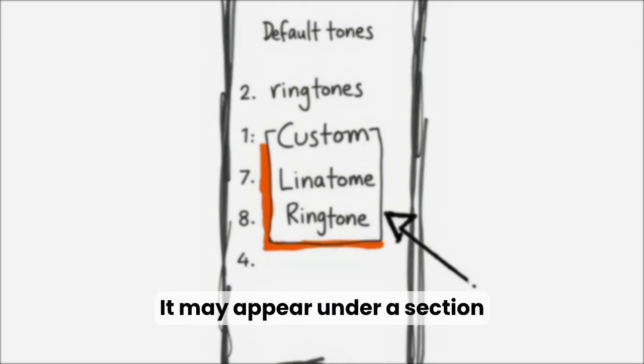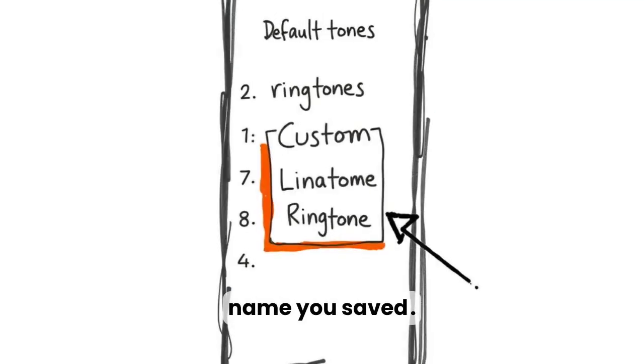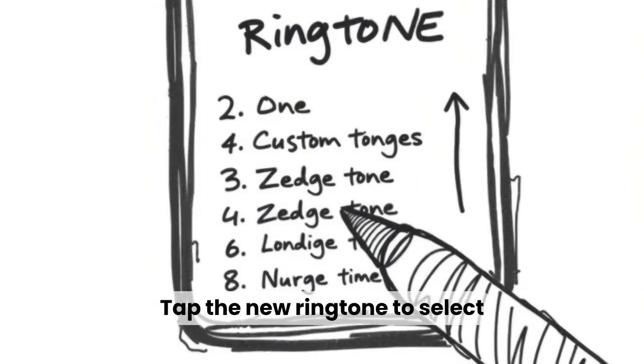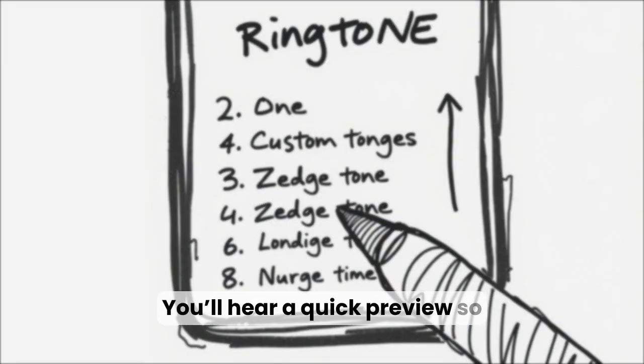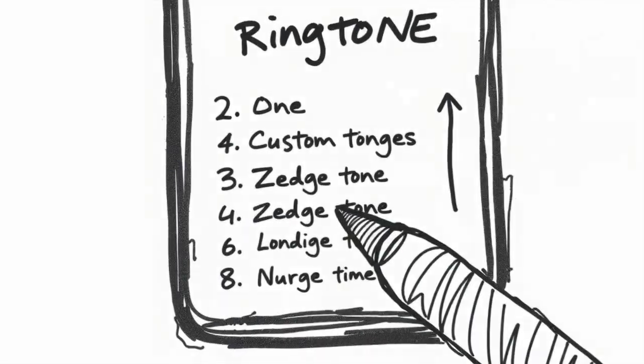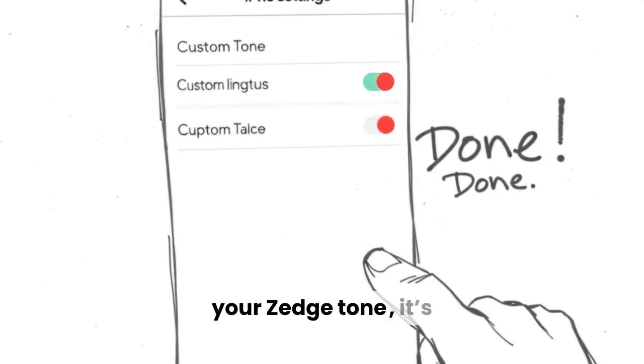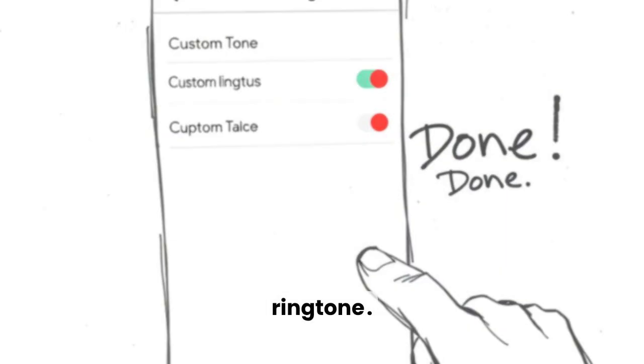It may appear under a section like Custom or under the file name you saved. Tap the new ringtone to select it. You'll hear a quick preview so you can confirm it's the right one. Once the check mark is next to your Zedge tone, it's officially your active ringtone.